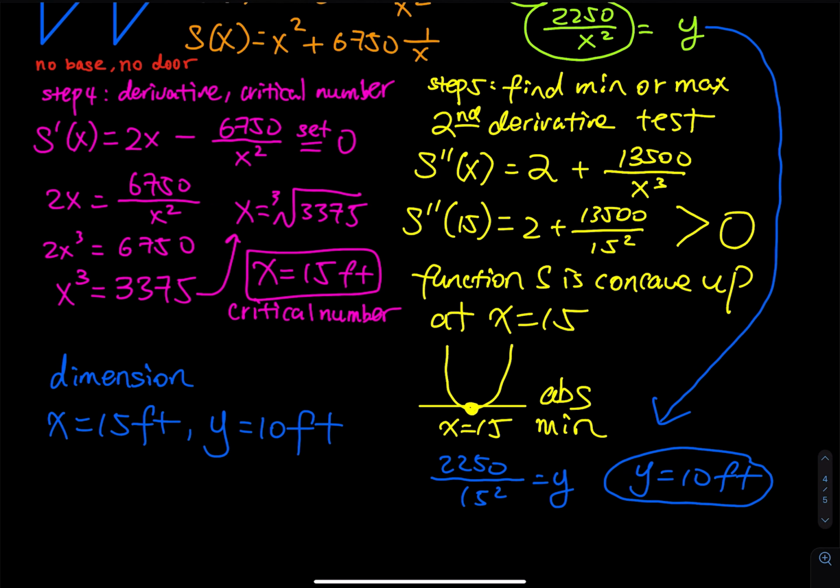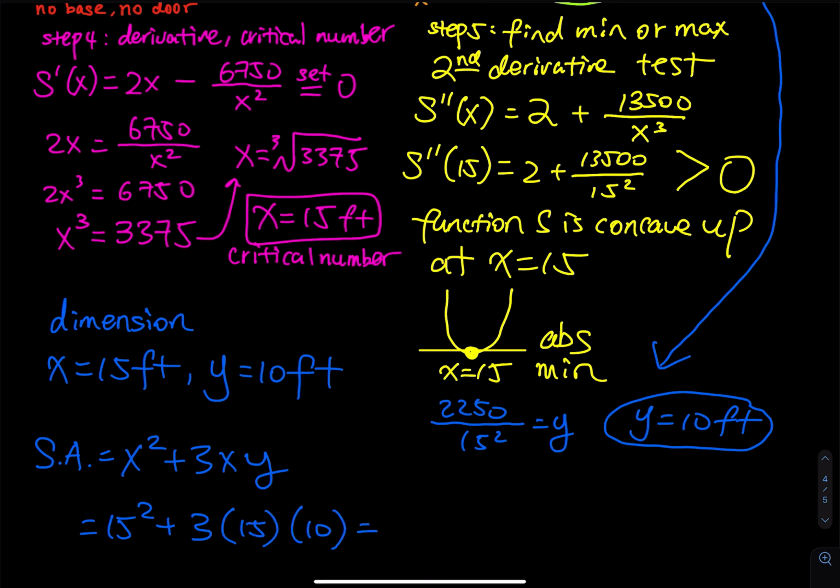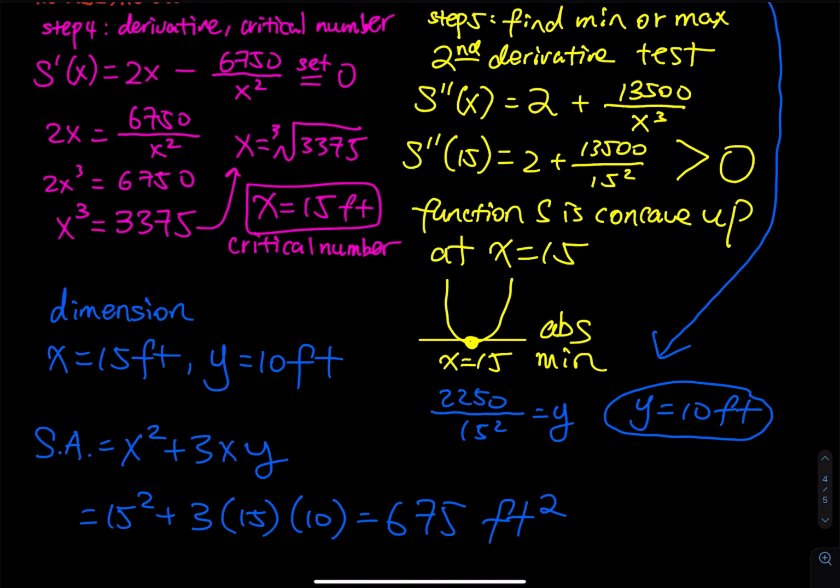What is the surface area? The surface area is equal to x squared, right? And then plus 3xy. So you have 15 squared, and then plus 3 times 15, and then times 10. So let's see what that equals. You have 15 squared, plus 3 times 15 times 10. So that is equal to 675. So this is in square feet. All right, so that is the end of this problem.